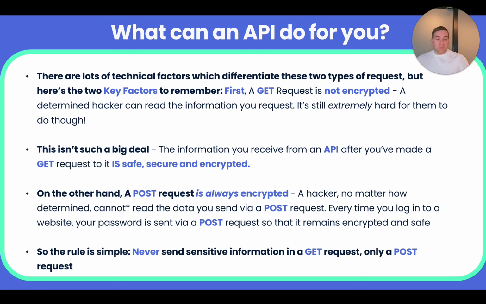So first of all, a GET request is not encrypted. What I mean by that is a really determined hacker could find out any information that you send in a GET request. If I book a restaurant through a restaurant booking API and I say 8 p.m., a really determined hacker could find out that I am going to be at that restaurant at 8 p.m. So you would only ever ask for information. A hacker doesn't really care if I've phoned up and asked what time you close. But they might care if they know I'm going to be in a certain place at a certain time.